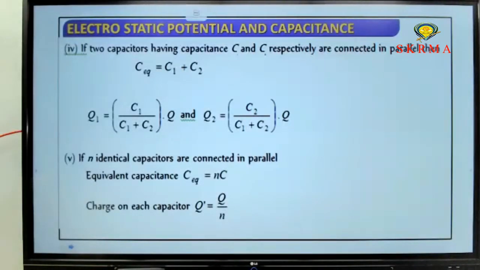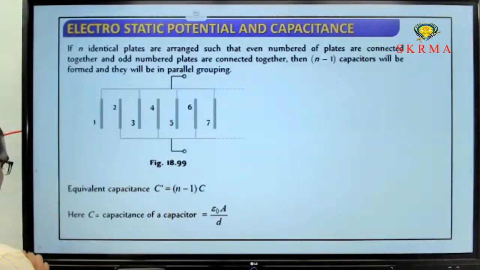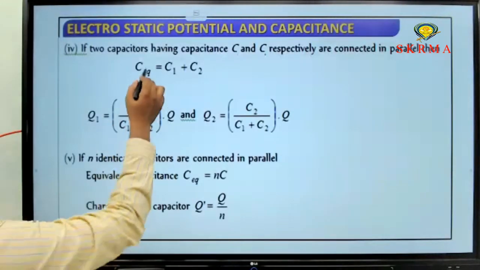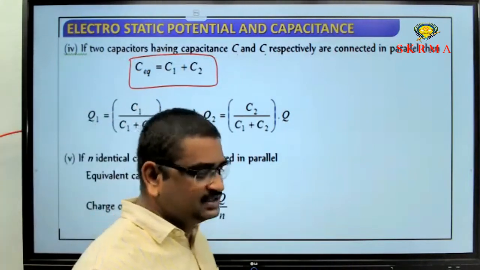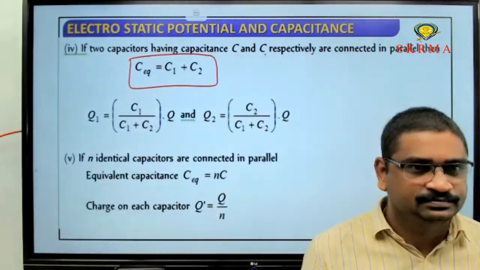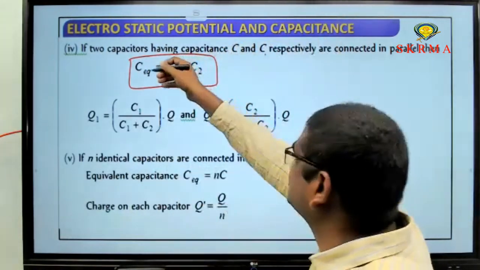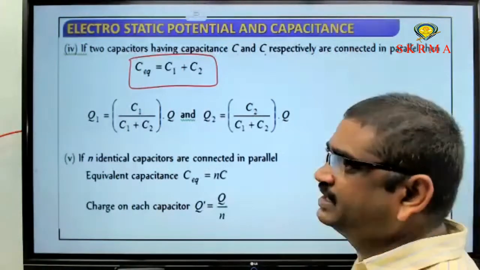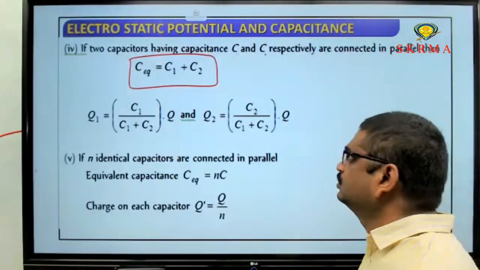Next one. If two capacitors are connected in parallel, then we can write equivalent capacitance as C equal to C1 plus C2. Now, what is the charge on each capacitor? Potential is V, right? So just substitute charge. Here, is the charge going to divide, or is the charge the same? Charge is going to divide.